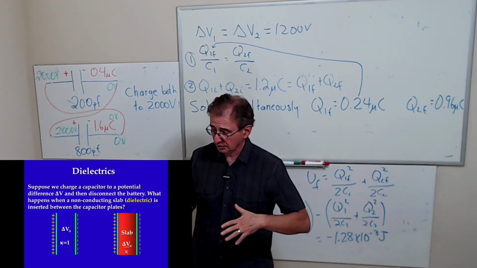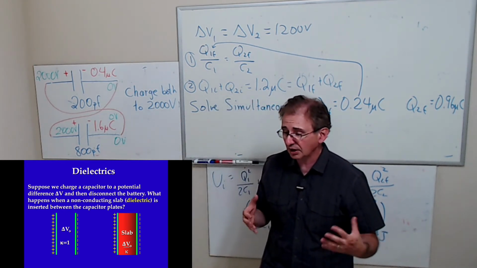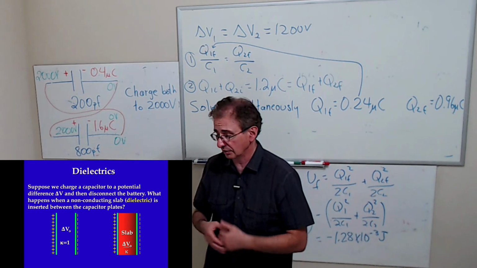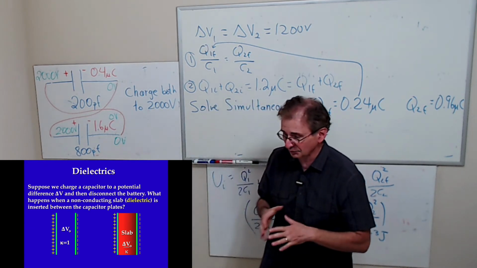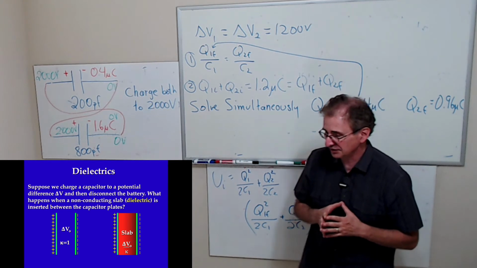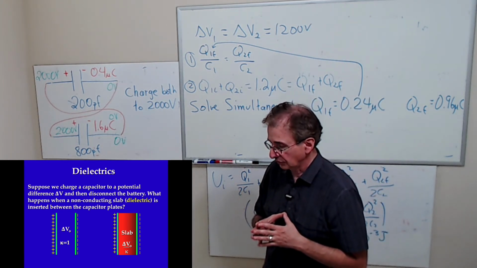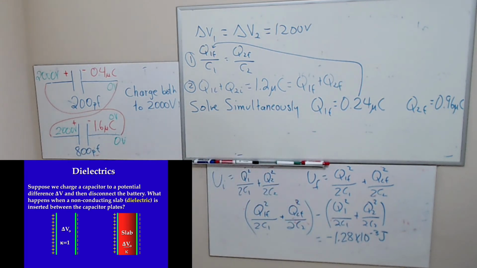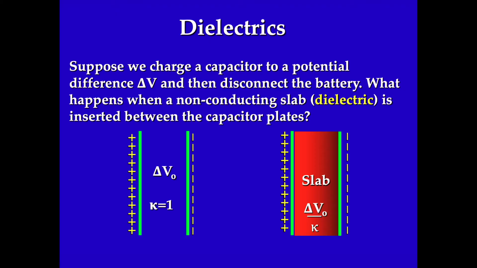And for most materials, the voltage will decrease by some constant, which is a property of the material. We're going to focus on those types of materials, because they're easy to work with. As you see in the slide, maybe let me expand the slide. That red thing is the slab you put in between the plates. When you insert that, the potential difference between the plates decreases by a factor.